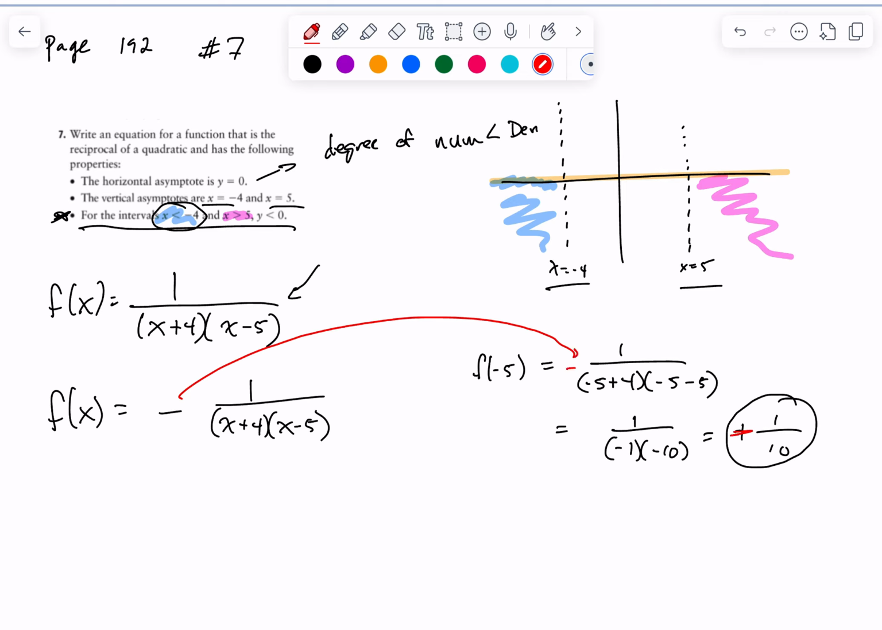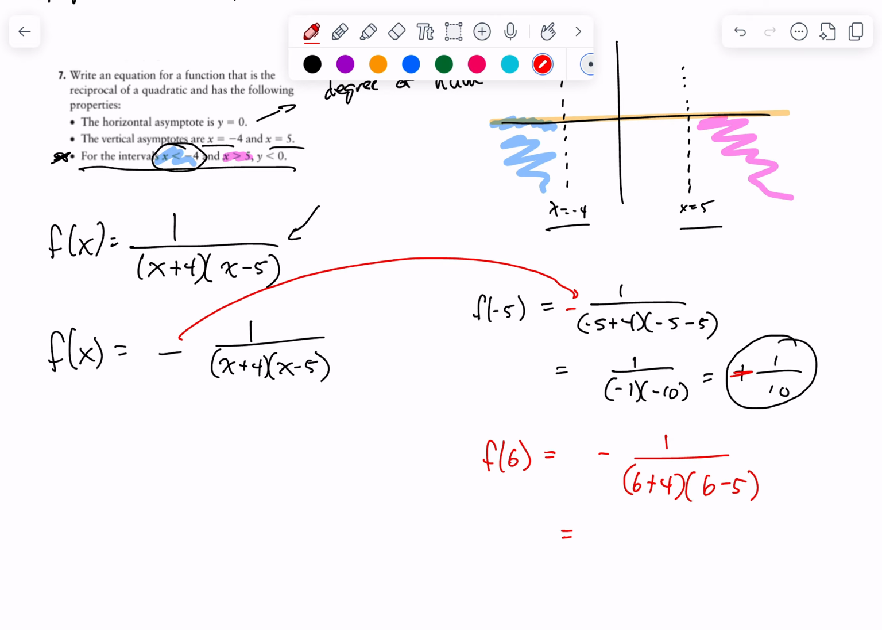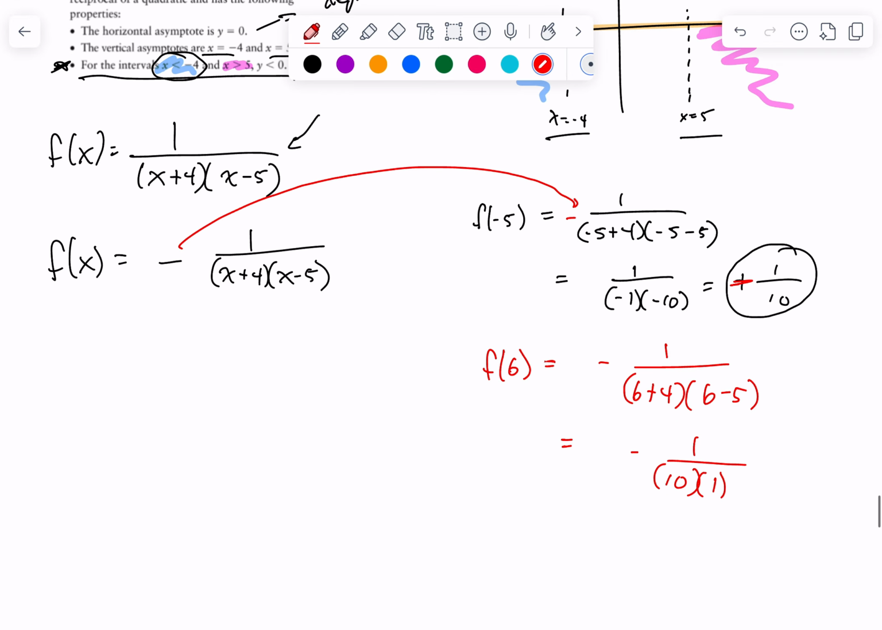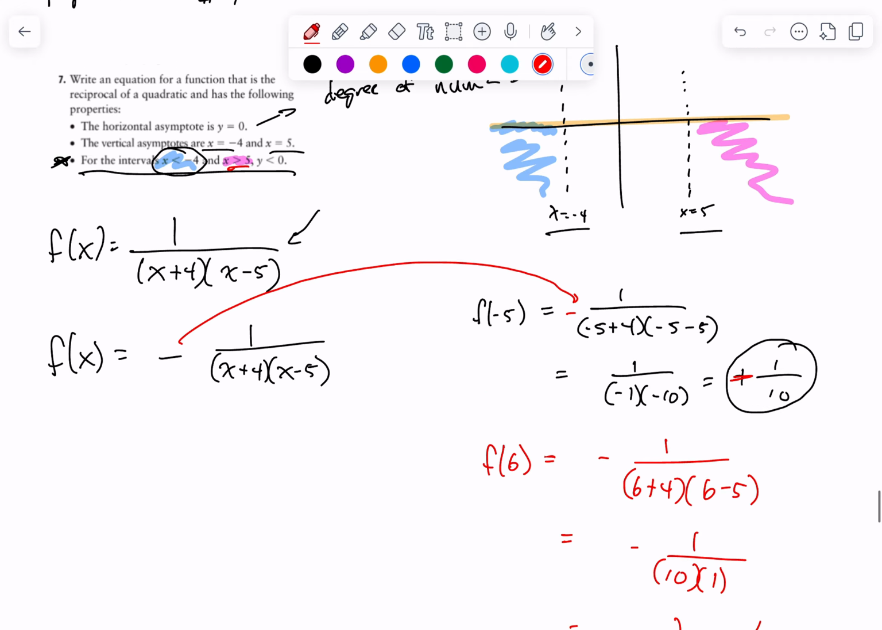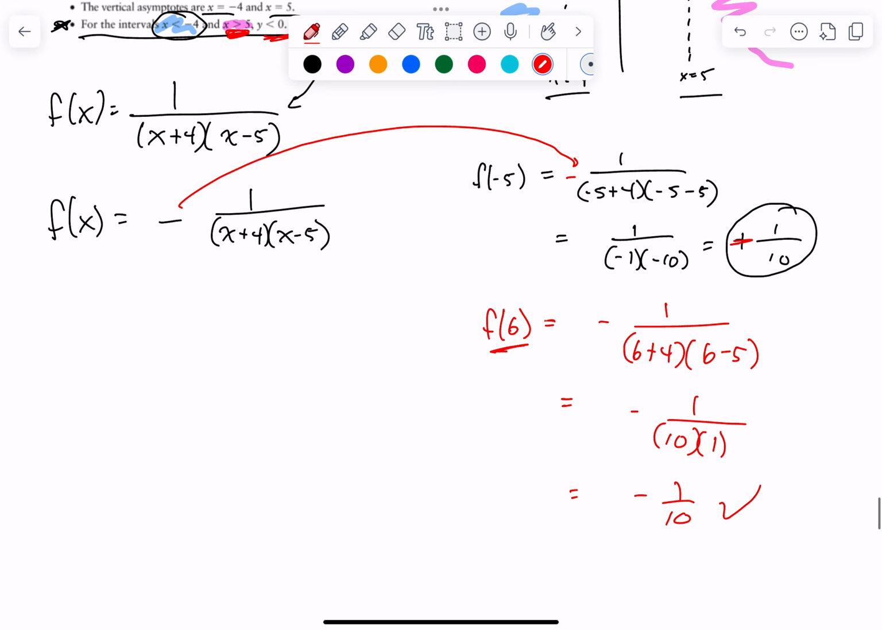Which would make the 1/10 negative, and it would satisfy the conditions on the left, but then also for any conditions on the right, like let's say I evaluated the function at f at 6. Now I'm going to get -1 over 6 plus 4 times 6 minus 5. So that's going to be negative 1 over 10 times 1. So I would also get the negative 1/10 here, and we'd be good. Satisfies that condition. So for x greater than 5, y has to be less than 0. So at f at 6, y is coming out to be negative.